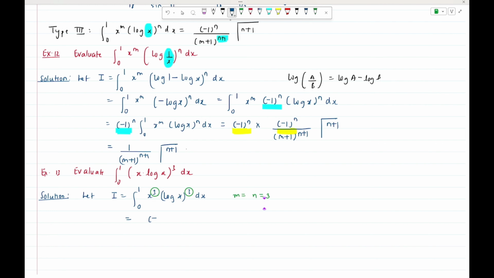So the value of this is going to be minus 1 raised to n, which is 3, divided by m plus 1, that's 3 plus 1, raised to n plus 1, that's another 3 plus 1, into gamma of 3 plus 1. So negative 1 raised to 3 is going to be negative 1, divided by 4 raised to 4 into gamma of 4. Now 4 raised to 4 is 256, and gamma of 4 is going to be 3 factorial, so that's 6. And we have slight cancellations over here, so this is going to reduce to negative 3 divided by 128. So that's the answer for problem number 13.